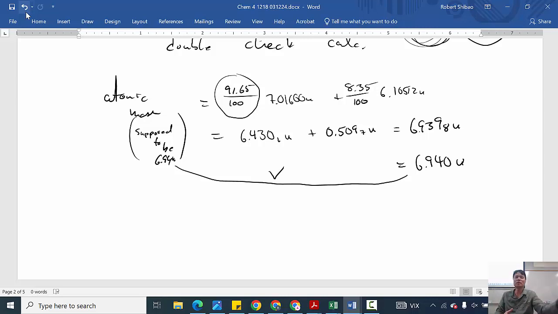So what we do is we assume that this is pure methane. How many pounds of CO2 would we get? That's assumption 1. Assume 100% methane. Assumption 2, assume 100% propane. So if this mixture were 100% propane, how many pounds of CO2 would you get?